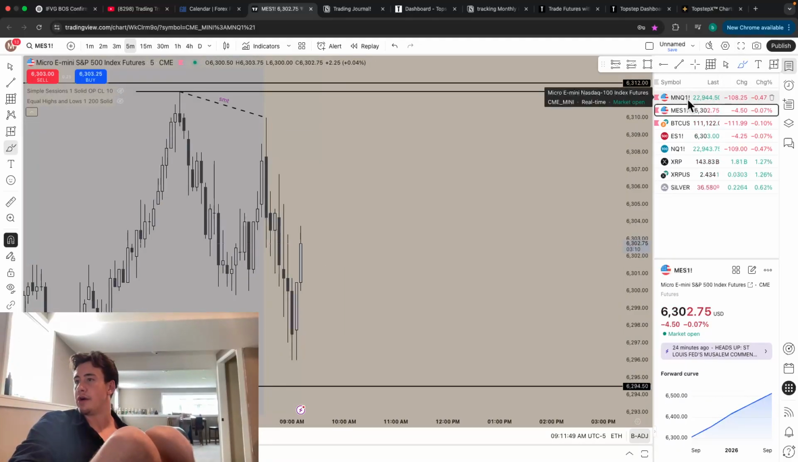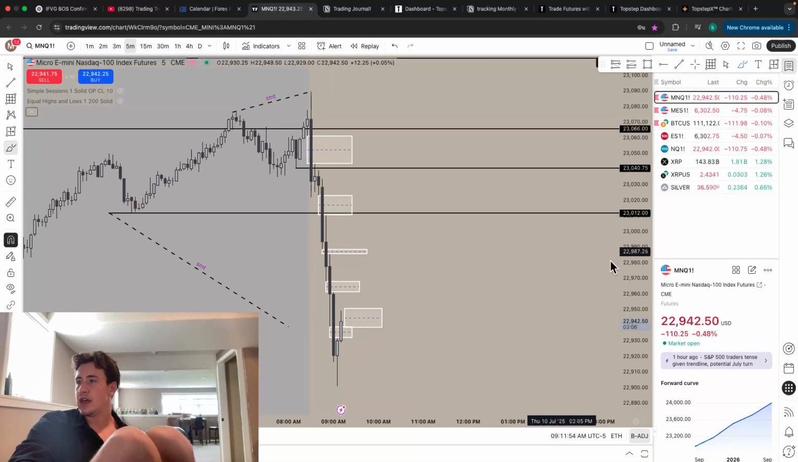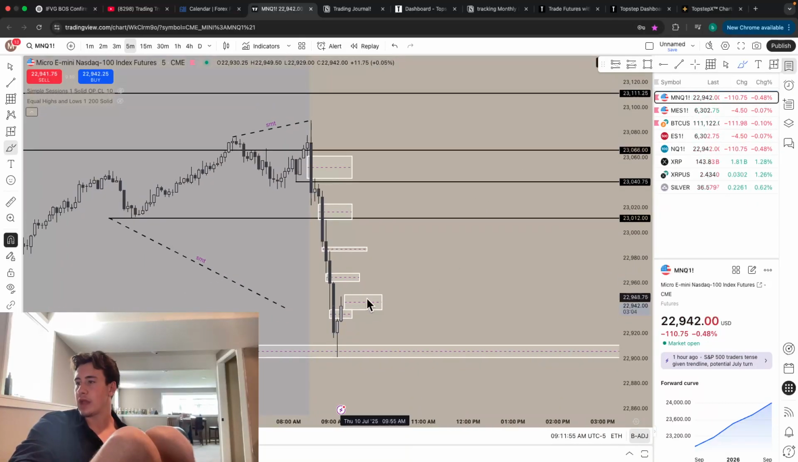ES is pushing higher now, but ES has nothing. Like I just don't like how ES looks. NQ, I might get in. I'd probably get it on, but entry might be shorter.